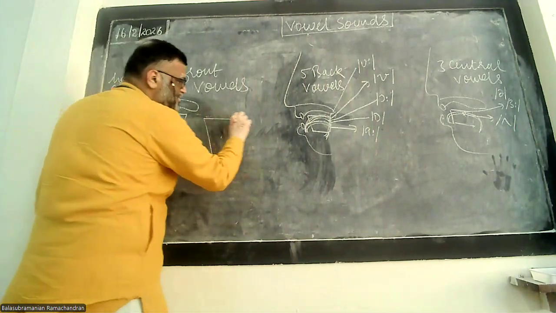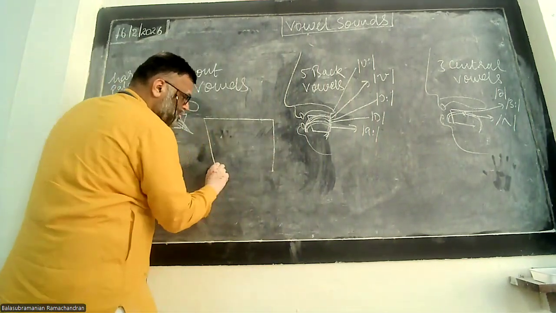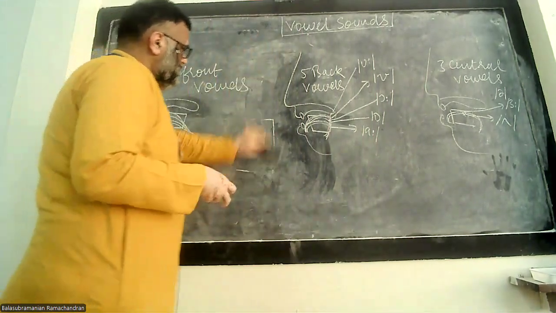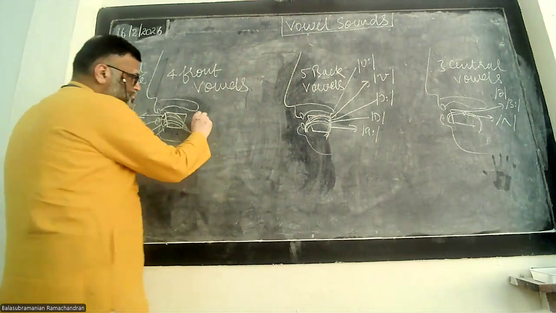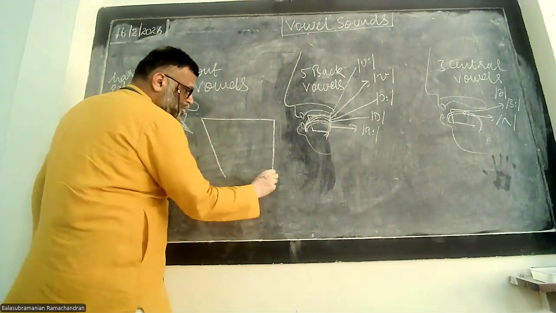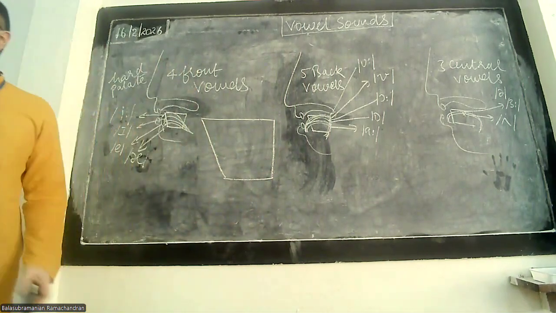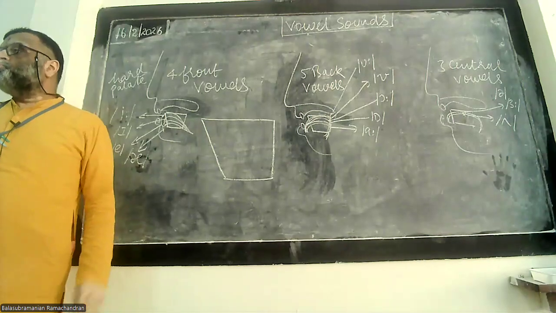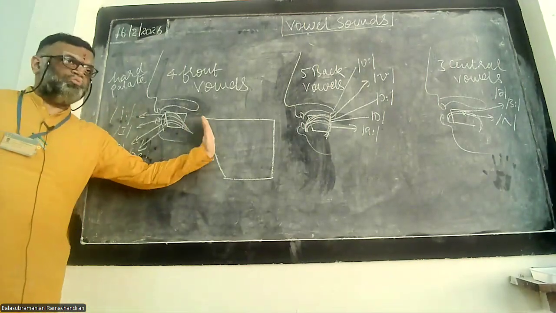So here we have it. Just a minute. Are you able to see? Okay. In the vowel quadrilateral, the front vowels will be towards the left hand side.